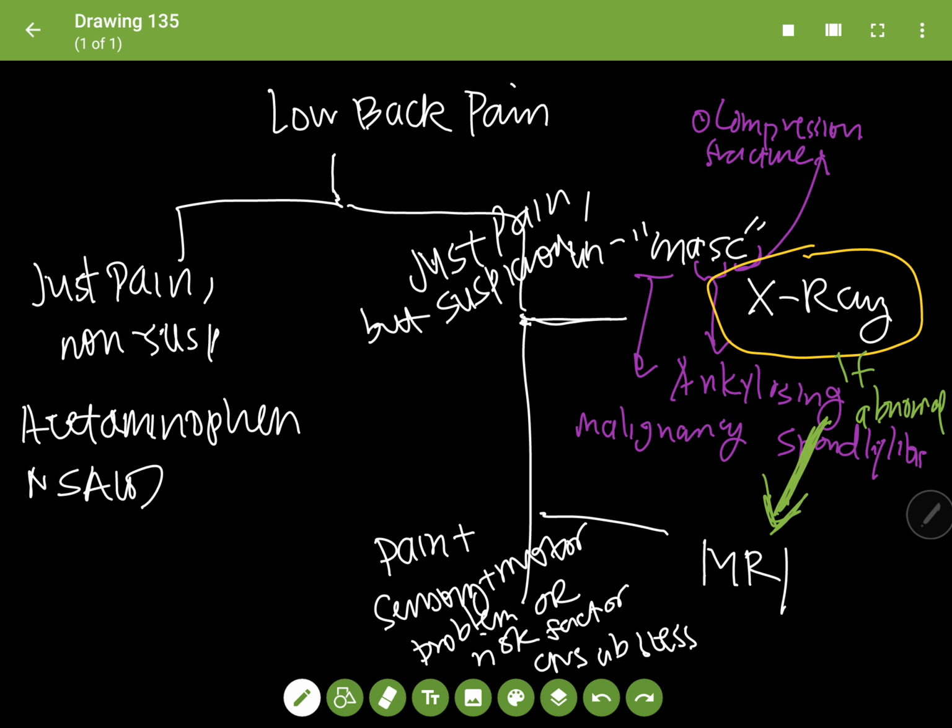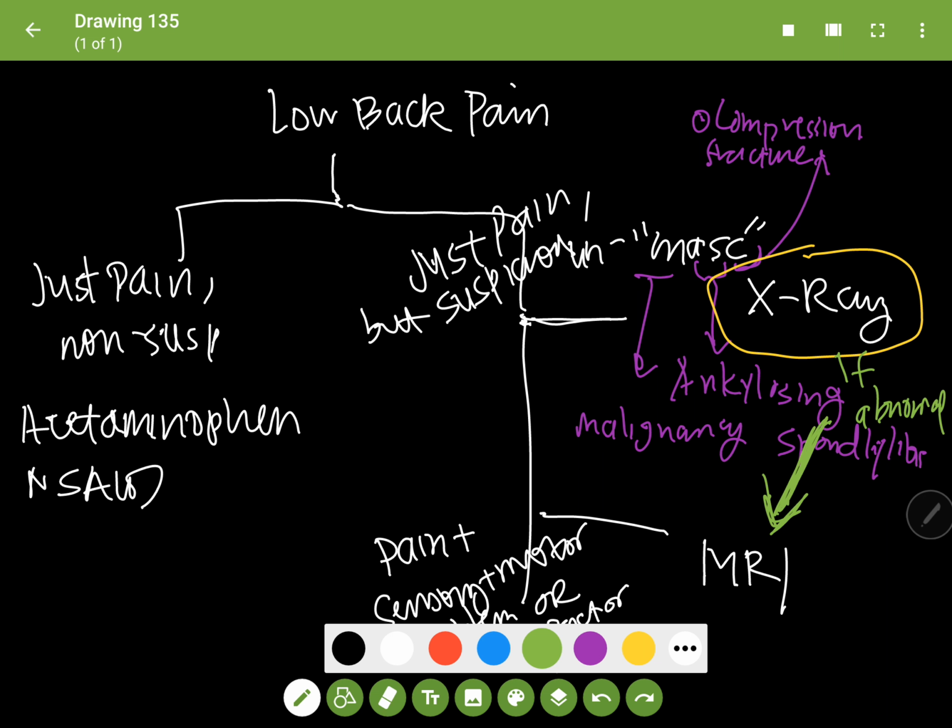But in the case of pain that obviously points to the spinal cord or the CNS, like pain with sensory or motor deficits, or something that suggests cauda equina syndrome, or someone who's an IV drug user where you're suspecting epidural abscess, you're going to pick the MRI first. And you've reached the end of my video.